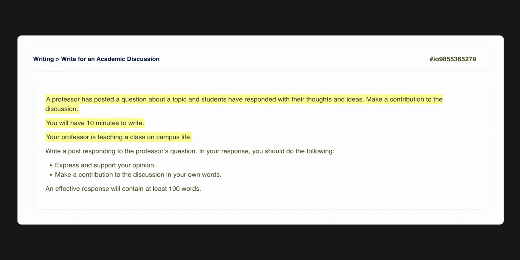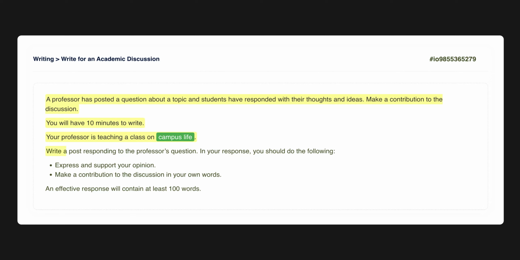In this scenario, the setting is a university course focused on campus life. This context is vital because it sets the tone for your vocabulary and the type of arguments you should use. You are expected to sound like a university student, discussing a policy that directly affects your academic environment. Recognizing this academic setting helps you choose the right formal yet conversational tone that TOEFL graders look for.